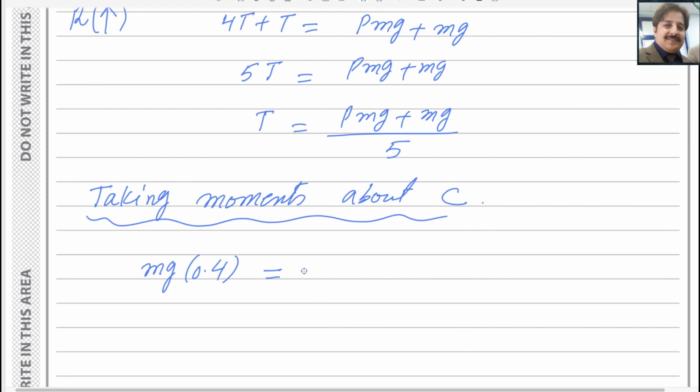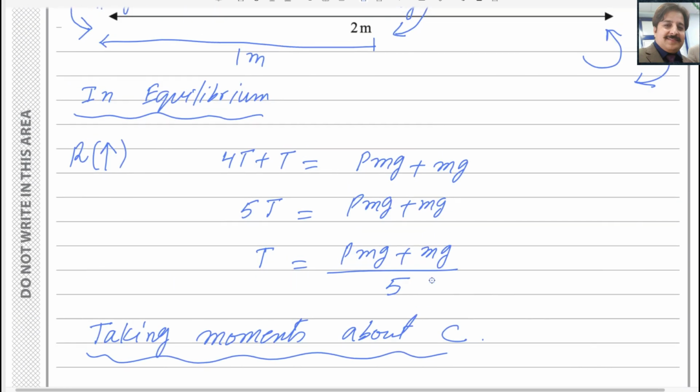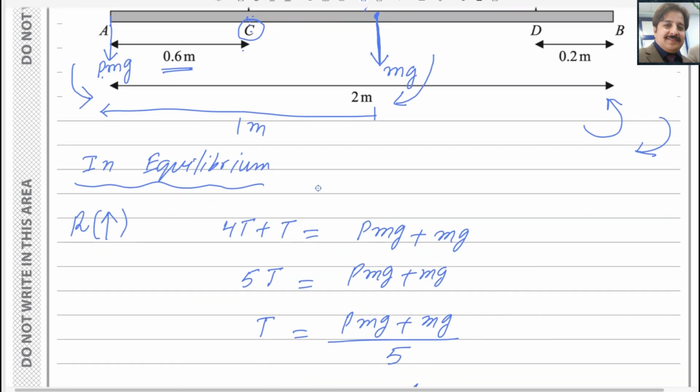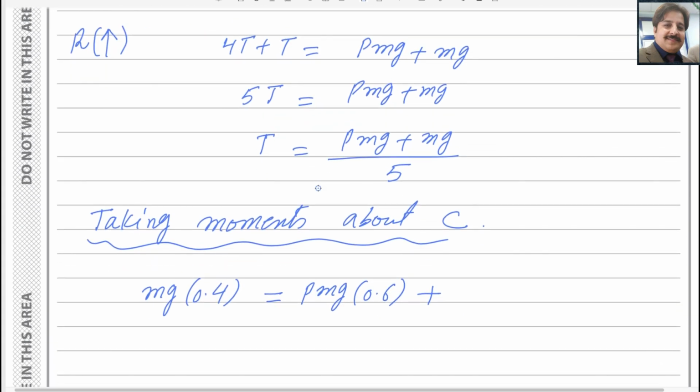So you can write here pmg multiply 0.6, plus there is another force that is producing anti-clockwise rotation, that is T. And what is the perpendicular distance of T from C, from here to here? Look here, this is 0.8 and 0.4. If you combine them together, it will be 1.2. 0.8 plus 0.4 is 1.2. So T will multiply by 1.2.